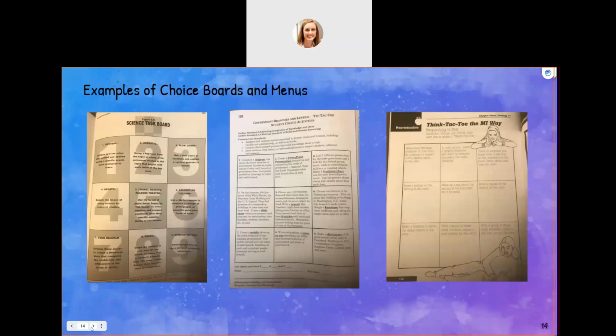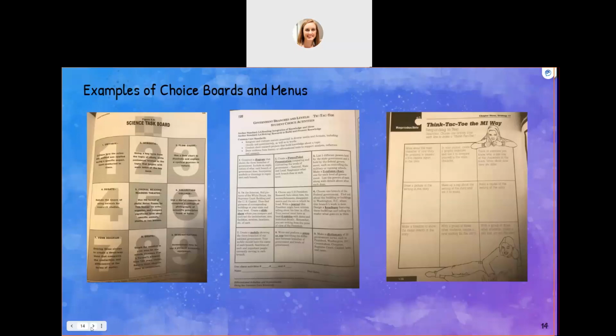So then you're going to design a number of tasks. It doesn't always have to be 9. You may only have 6 tasks. You may have only 3 tasks. It just depends on what you want to provide for the students.